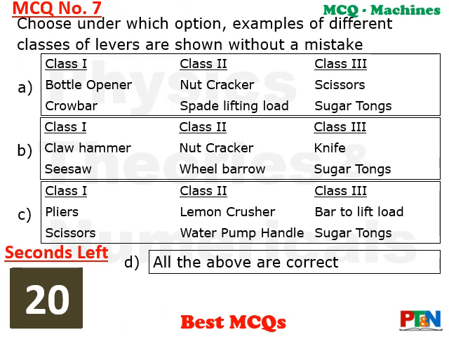Next one. Under three options, you have been given examples of different kinds of levers. You need to find out in which option the examples are shown correctly under different kinds of lever. You need to look at it carefully. You have got 20 seconds time to reach your option. Your timer starts now.